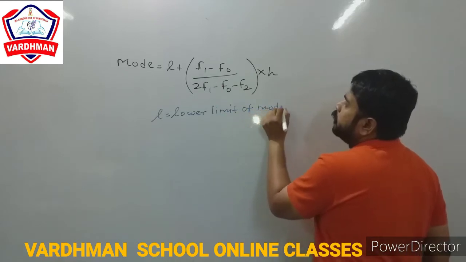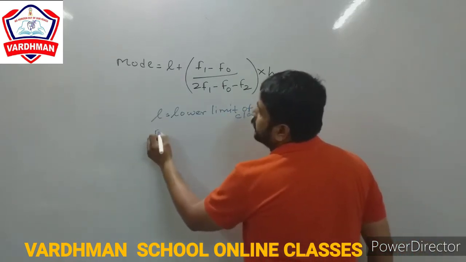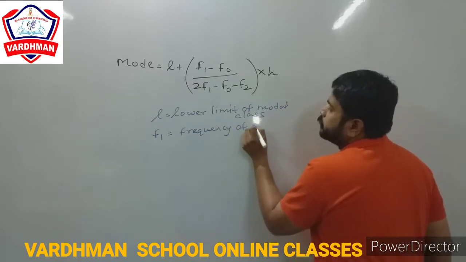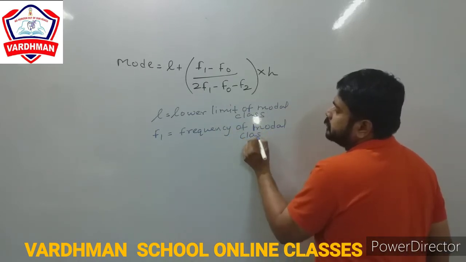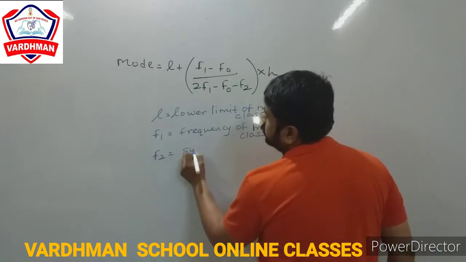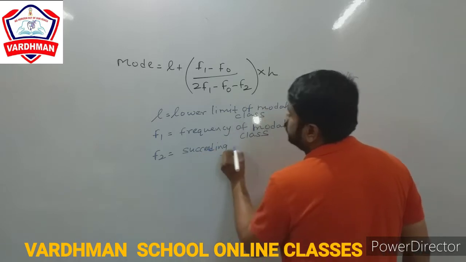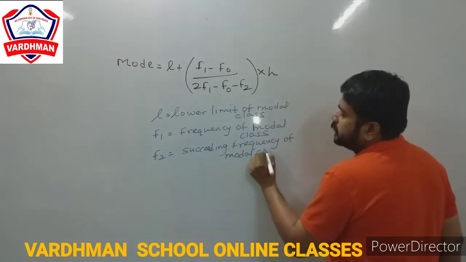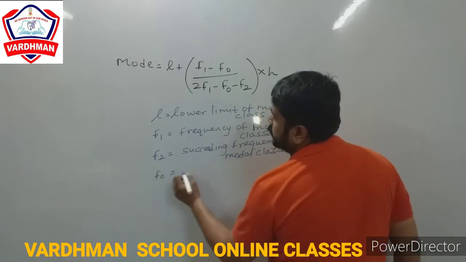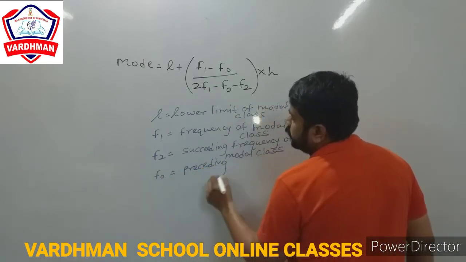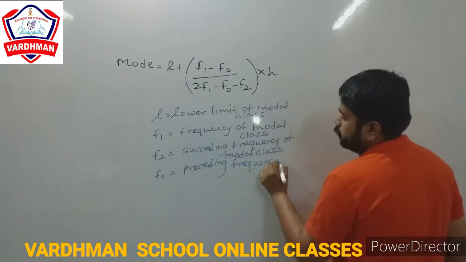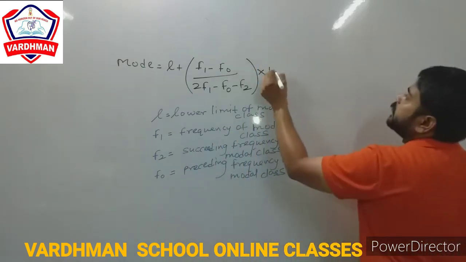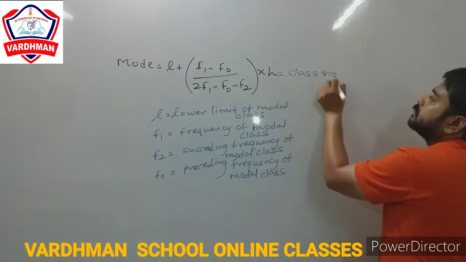of modal class, F1 is frequency of modal class, F2 is succeeding frequency of modal class, F0 is preceding frequency of modal class, and H is class size.